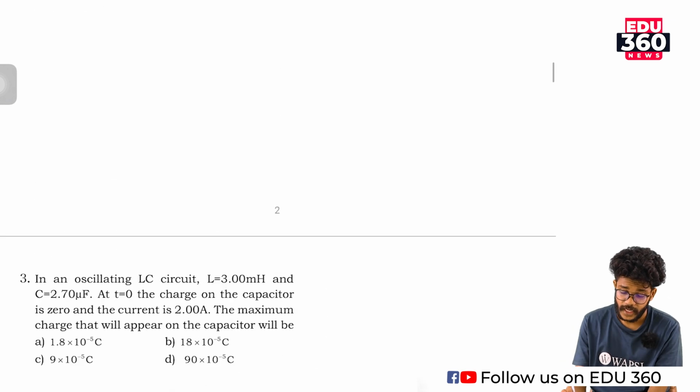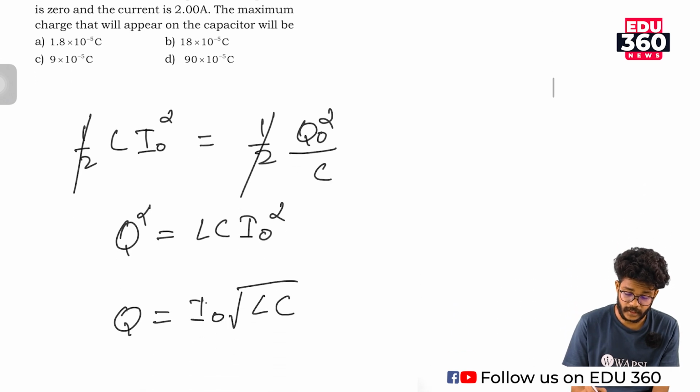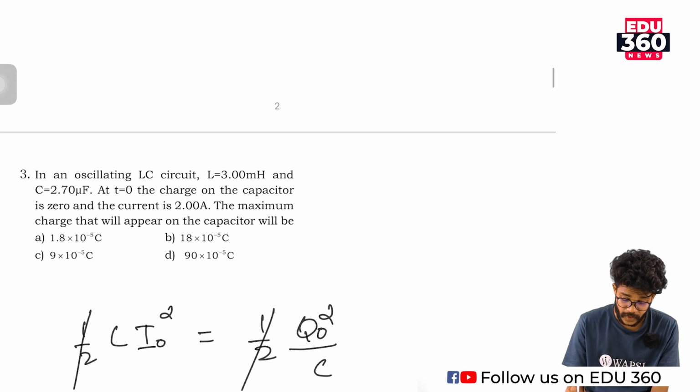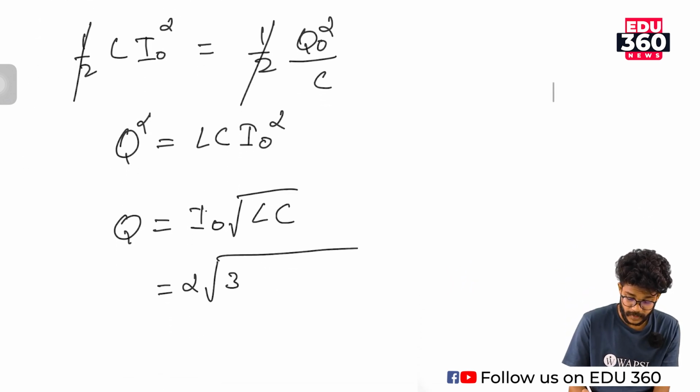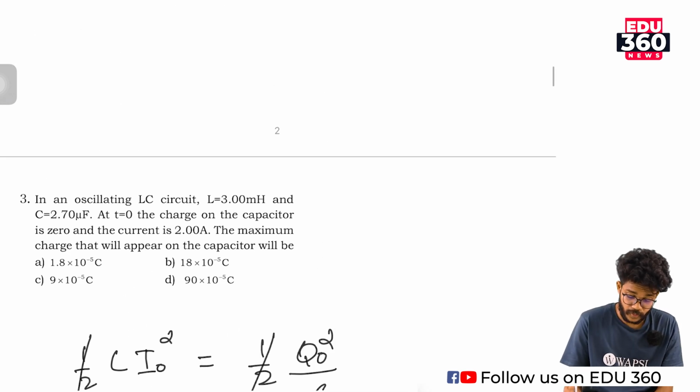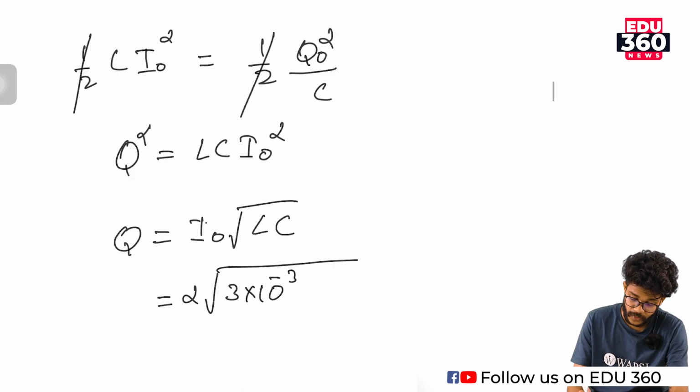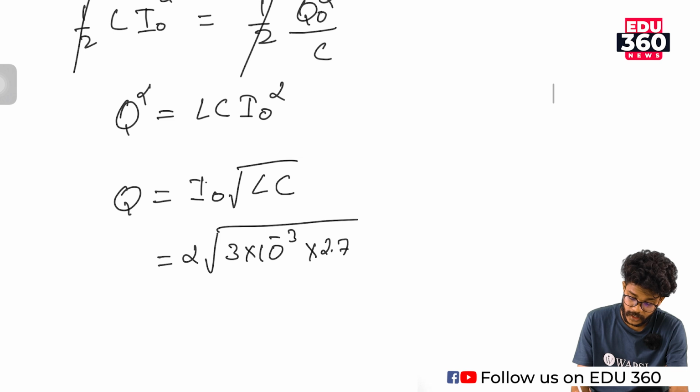What is I here? I is 2 ampere. So 2 into root of, what is L in here? L is 3 millihenry. That means 3 into 10 raised to minus 3 Henry. And what is C? 2.7 microfarad, 2.7 into 10 raised to minus 6.